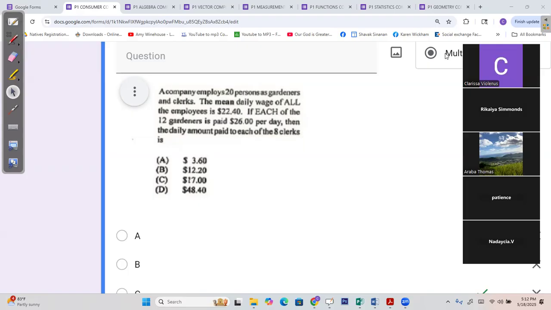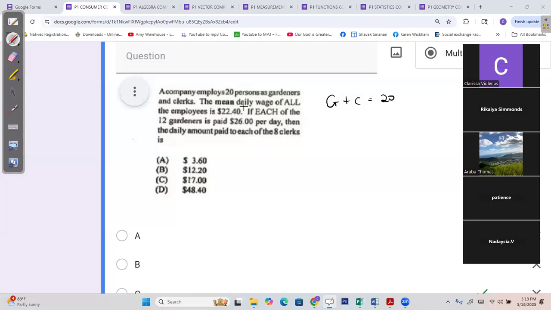That's the only way you can get prepared for paper one. All right, so let's go. A company employs 20 persons as gardeners and clerks. So what I'm going to do is just quickly go: gardeners plus clerks is equal to 20.